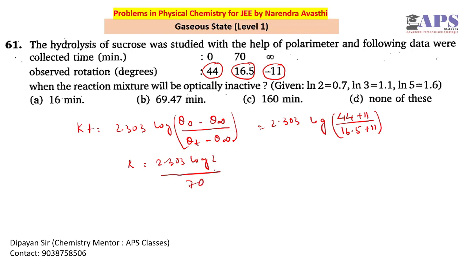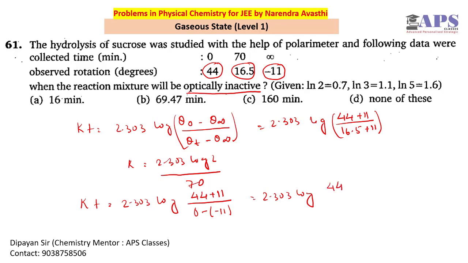Now for the second reaction we can again write Kt equal to 2.303 log (44 plus 11), and for the optically inactive we can say that the final optical rotation will be 0, that is 0 minus of minus 11. So it will become 2.303 log (44 plus 11), that is 55, divided by 11.